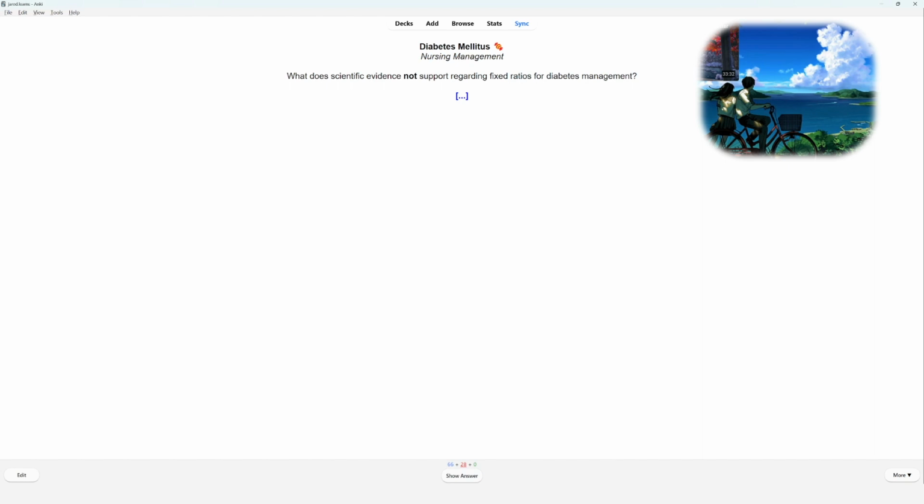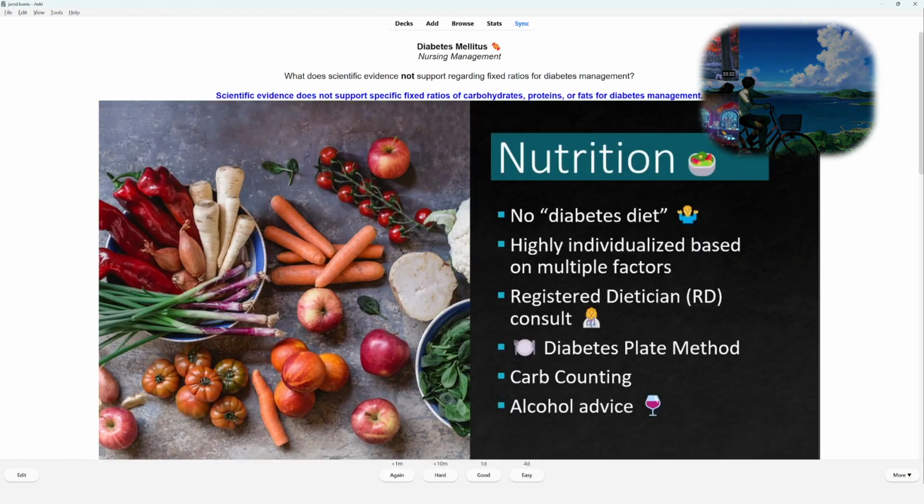What does scientific evidence not support regarding fixed ratios for diabetes management? It's just there's no fixed ratios between carbs, proteins, and fats, and it's all highly individualized. Call upon that registered dietitian.